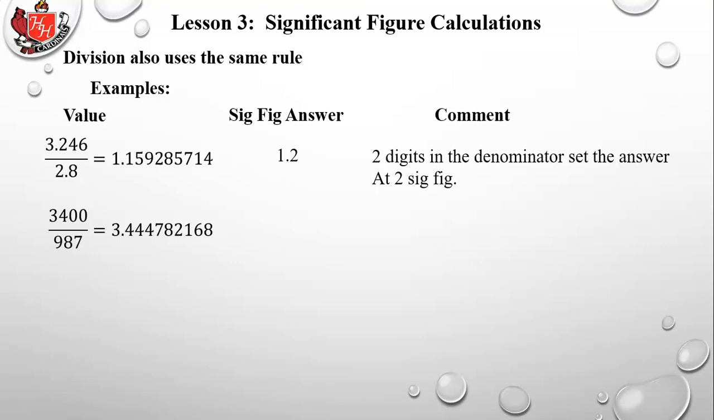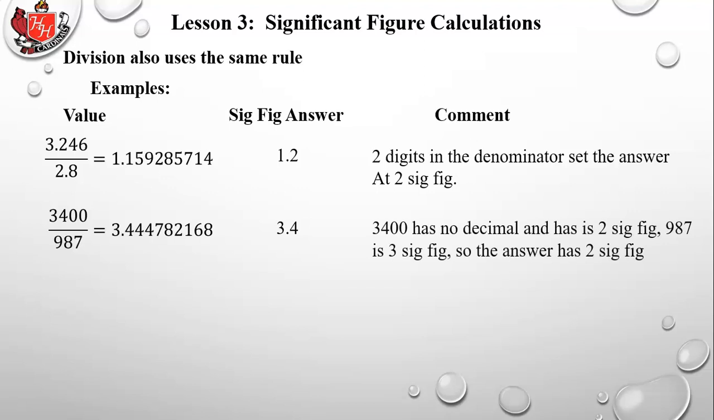How about this one? 3.4. 3,400 has no decimal and has 2 significant figures. 987 has 3 significant figures, so the answer is going to only have 2 significant figures, so that's going to round to 3.4. And when rounding, you only use the digit immediately after the last significant figure. So that 4 in the middle of 3.444, that's the one that's going to round the 3.4 either up to 3.5 or back down to 3.4, and in this case it's 3.4.